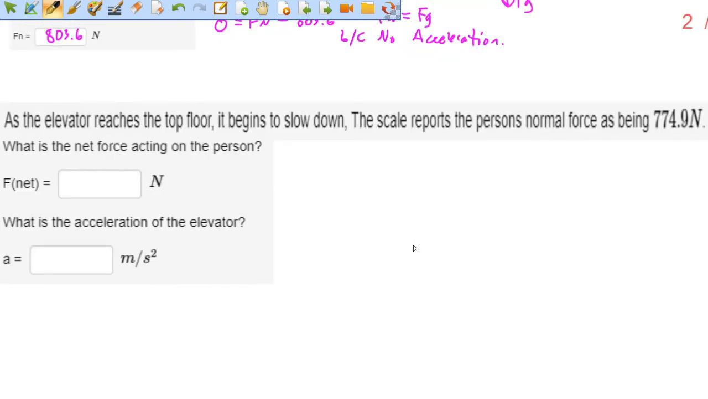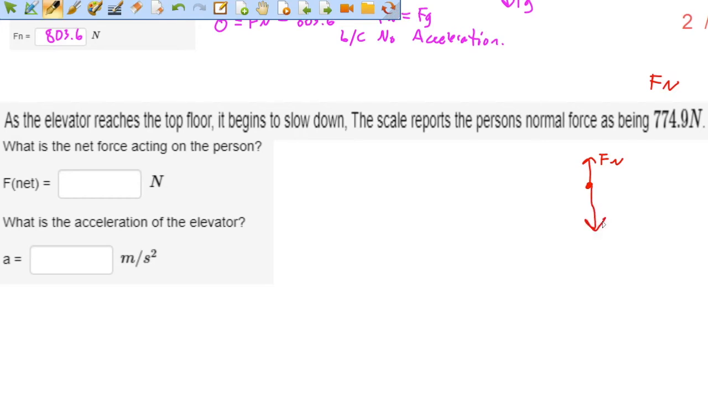All right, taking a look at the next part, it says as the elevator reaches the top floor, it begins to slow down. The scale reports the person's normal force as being 774.9 newtons now. What is the net force acting on the person? So let's go ahead and draw a free body diagram of this. We show normal force pointing up, and then we're going to show gravity pointing down.